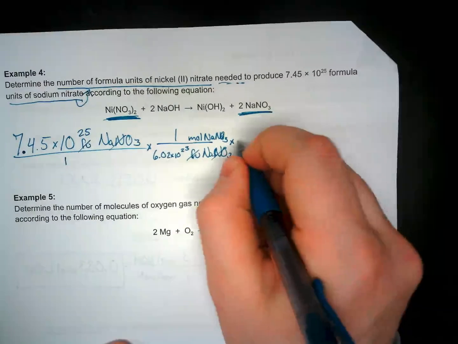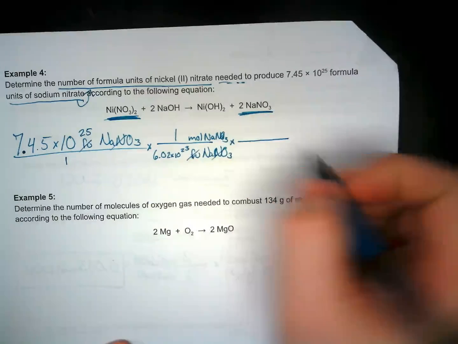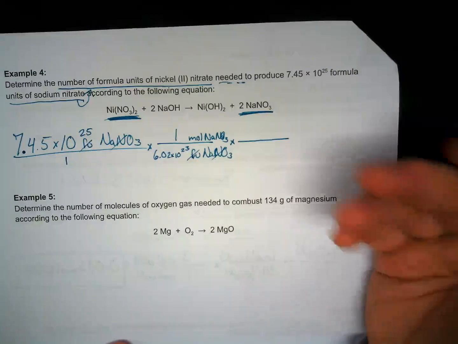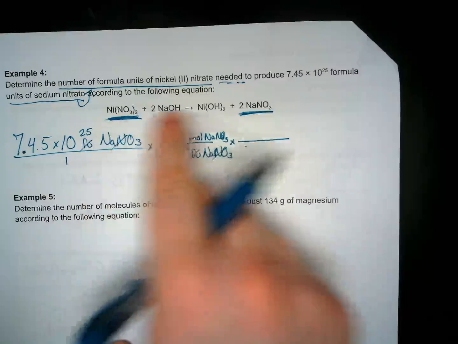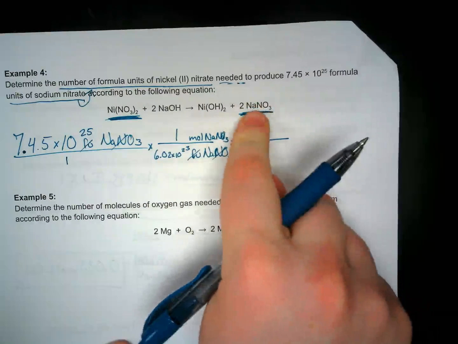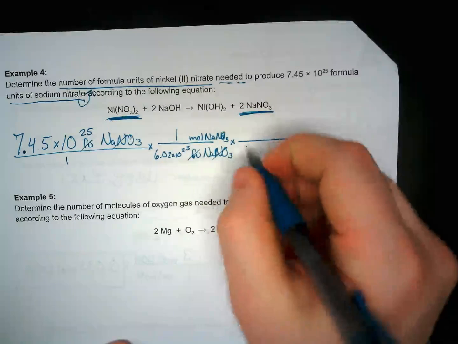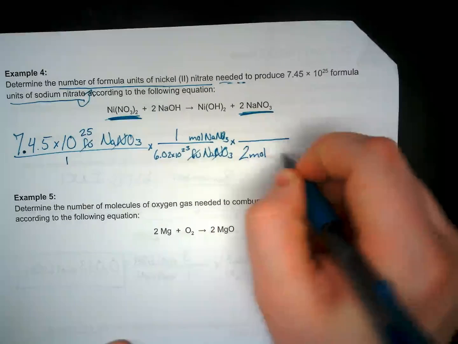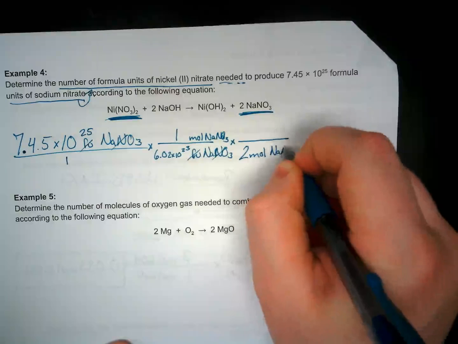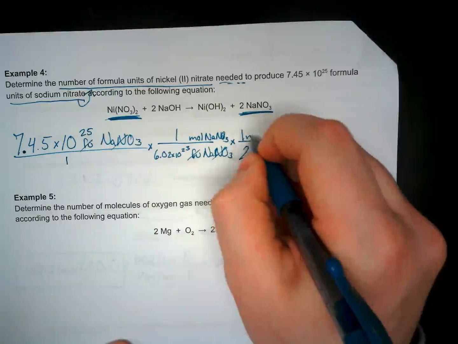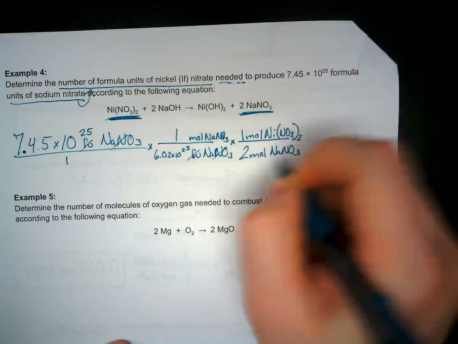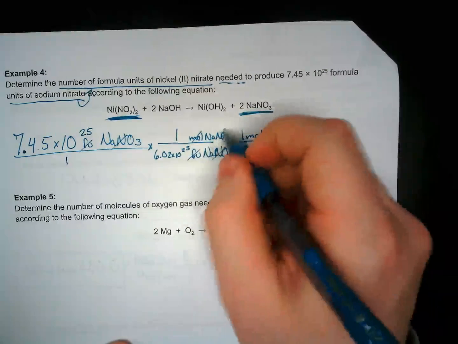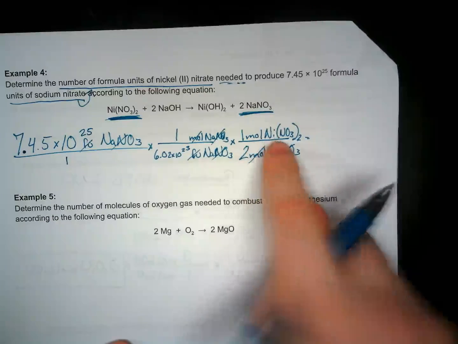Okay. And so now we've got moles of substance A. We need to change that from moles of substance A to moles of substance B. So I'm going to figure out what my molar ratio is here, and it looks like it's 2 of my sodium nitrate to 1 of my nickel nitrate. So it's going to be 2 moles of sodium nitrate to 1 mole of nickel nitrate. That cancels out, this cancels, and I'd be left with just moles of nickel nitrate.